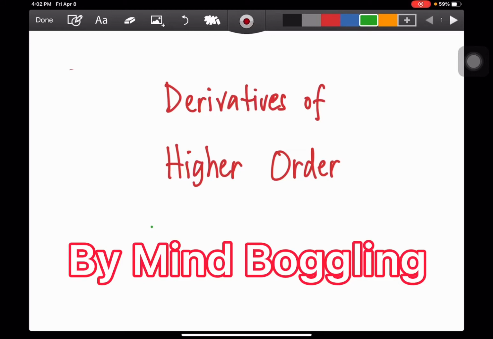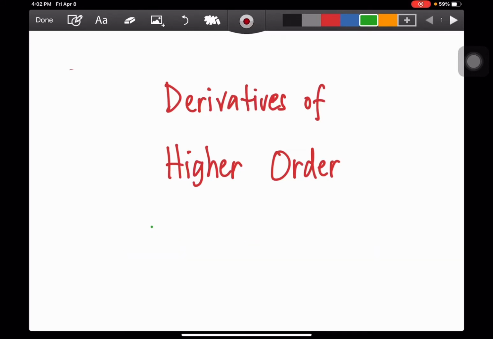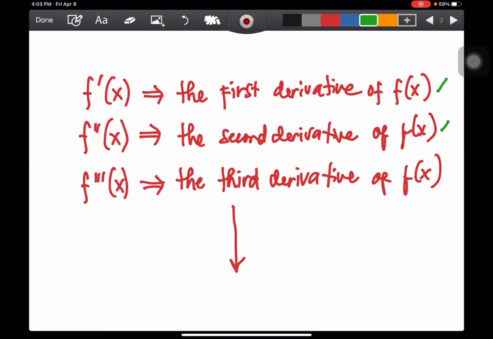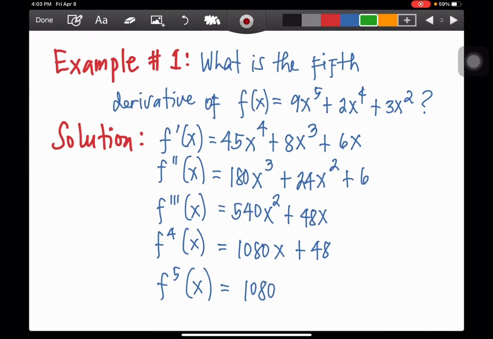Good afternoon, students. Let us now discuss the derivatives of higher order. When we say higher order, it means that after getting the first derivative of a function, we now proceed to getting the second derivative of a function, then the third derivative of the function, and so on and so forth. Okay, so let's have one example here.